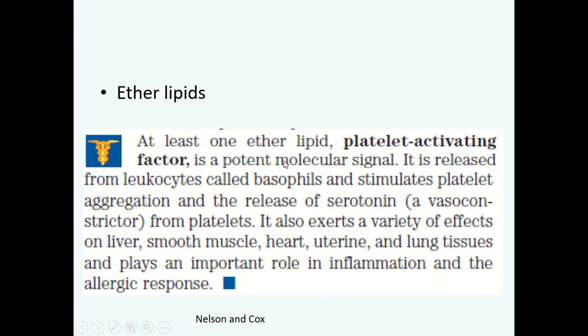Another example of a lipid containing an ether linkage is platelet activating factor. This is produced by certain types of lymphocytes, and it is important for the aggregation of platelets. Aggregation of platelets is needed for the process of blood clotting. The platelet activating factor is important for several other functions as well.